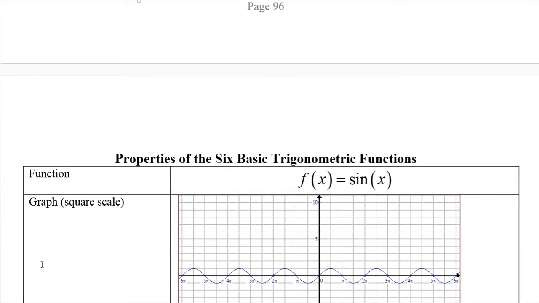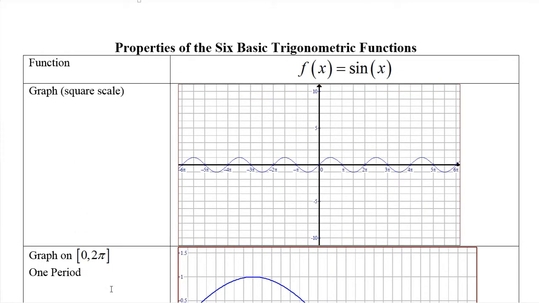Okay, now let's very quickly go through some of the properties of the 6 basic trig functions. Y equals sine of x, or f of x equals sine of x, looking at the Cartesian graphs. Now we're going to think of these mainly as Cartesian graphs. Here you can see the graph on a square scale. So this is not distorted. Vertical and horizontal distances are consistent.